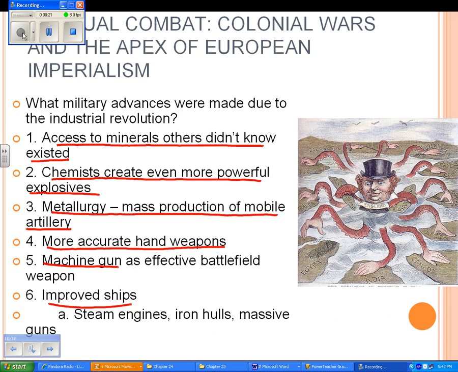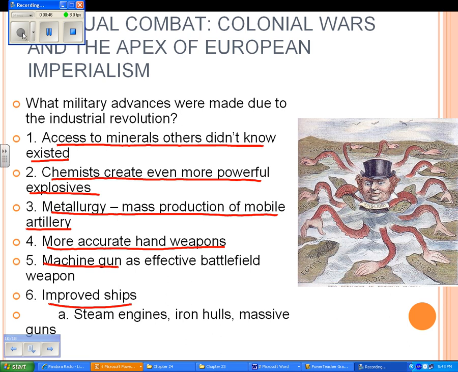What was it due to? Well, a lot of it had to do with the Industrial Revolution. What specific aspects of the Industrial Revolution made it possible? Number one, you've got access to minerals others didn't know existed. As they move into these new parts of the world, Europeans find minerals, and they've also found minerals and inventions at home. Chemists create even more powerful explosives. The most famous is dynamite.